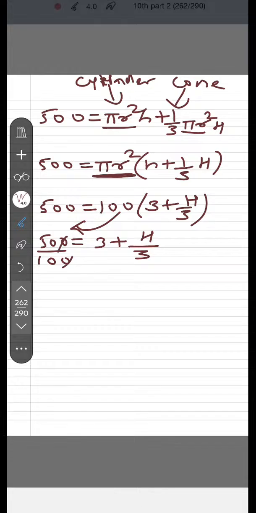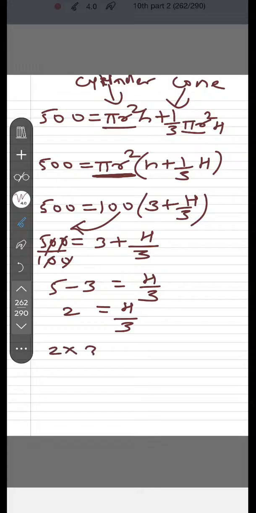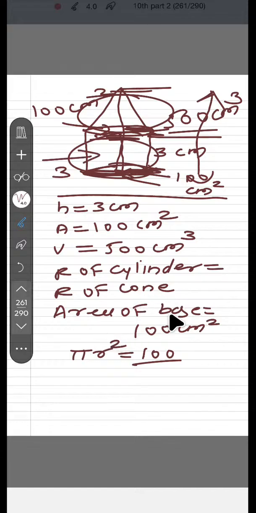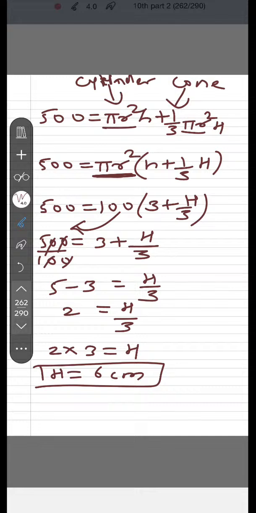Correct. See, the zeros get cancelled. So what will I get here? 5. So simply 5 minus 3 is equal to h upon 3. Which is equal to what? Which is equal to 2 is equal to h upon 3. And here you can see 2 into 3, by doing simplification I will get h is equal to 6 centimeter. Now we all know this height is already given, which is 3, and this height here we have obtained by solving the question.